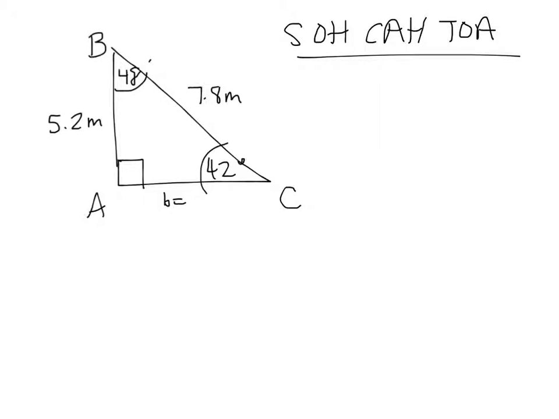Doesn't matter which angle we choose right now, either B or C. Does it matter? Just to switch it up, let's choose angle C. Okay? So now in relation to angle C, label your sides. We need to find B. So we have to work with this side. What is it? Adjacent, opposite, or hypotenuse? Yeah. Good. This is adjacent.